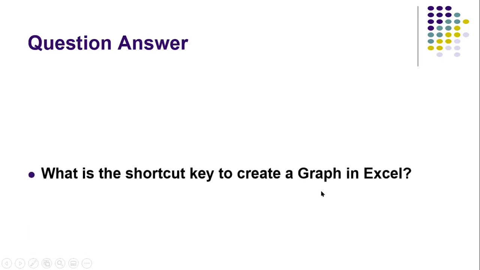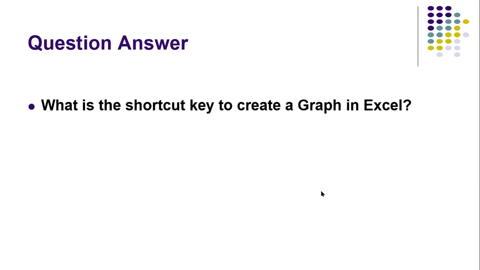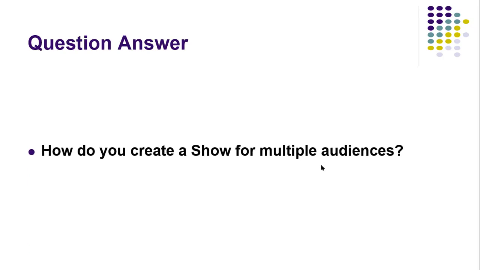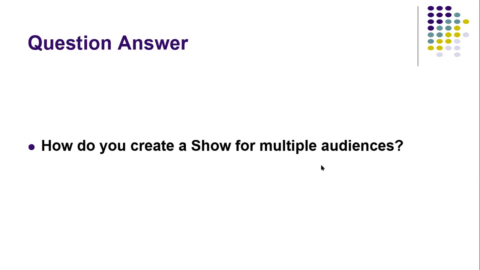So this time round, we have our question, what is the shortcut key to create a graph in Excel? And when we're ready to give out that answer, you'll see that the total focus is on the answer. The question has now disappeared and you're totally focused on whatever the answer is. When you're ready to move on and talk and discuss the next one, how do you create a show for multiple audiences? Again, once you're ready and you click, that one disappears and then the answer is displayed.